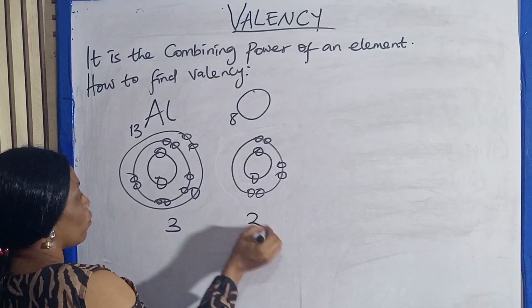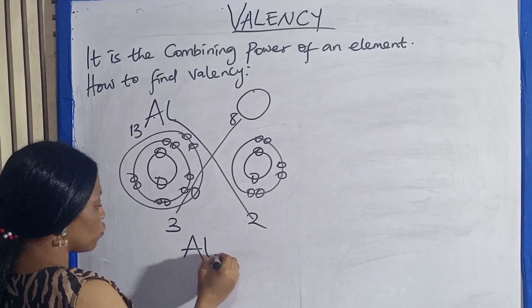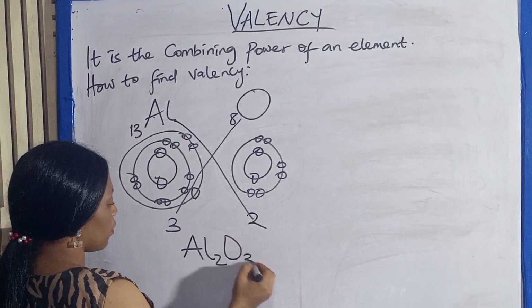So what do we do? You cross multiply. So aluminium will be aluminium 2, oxygen will be oxygen 3.